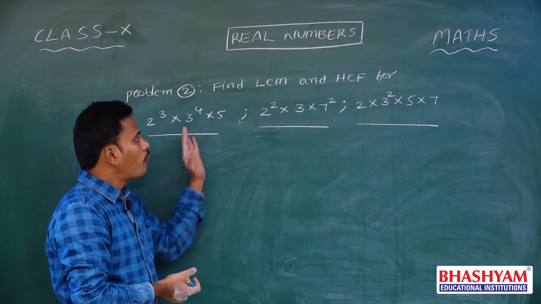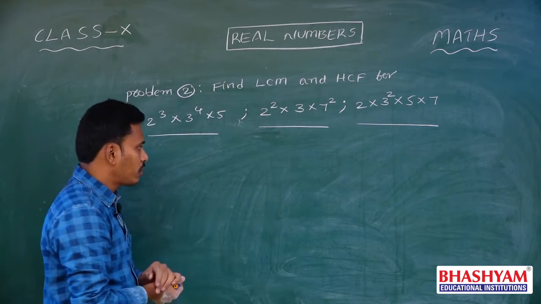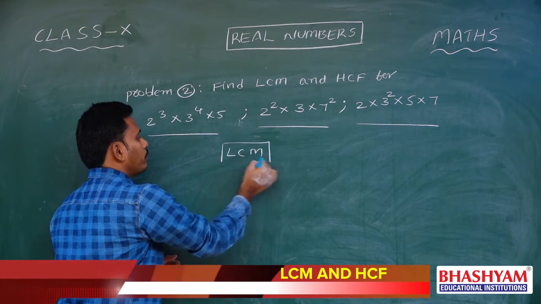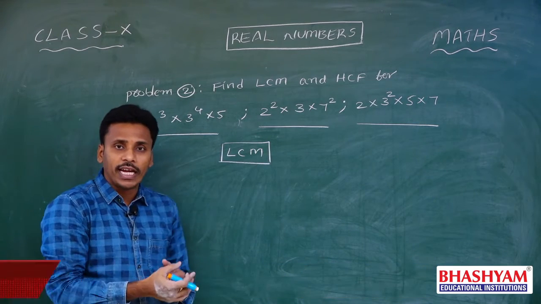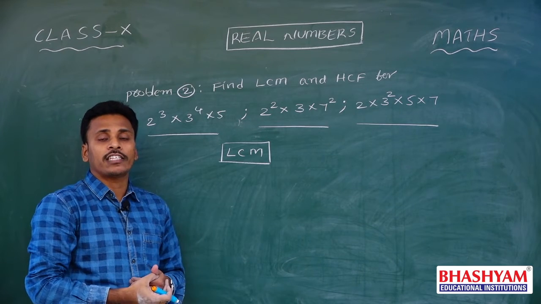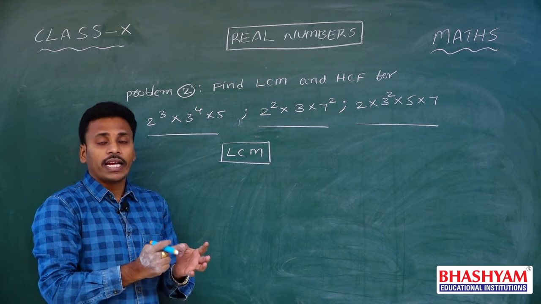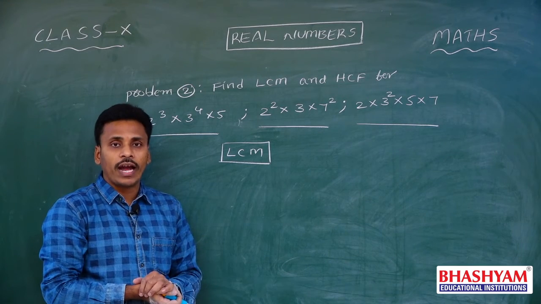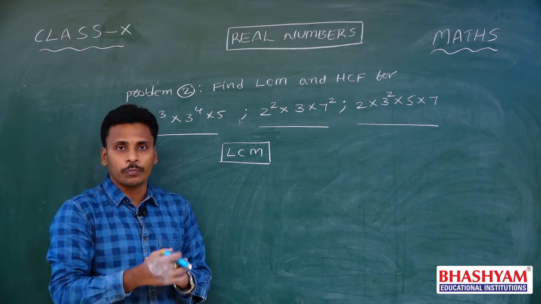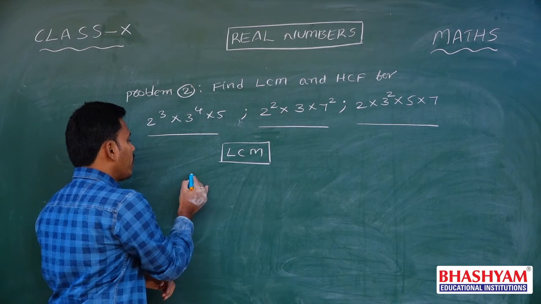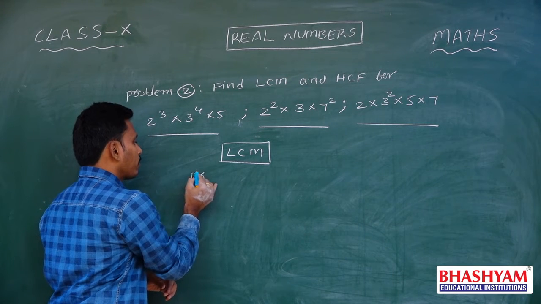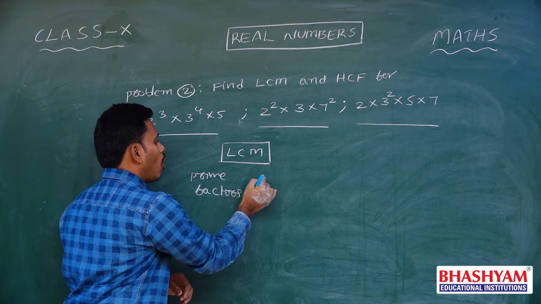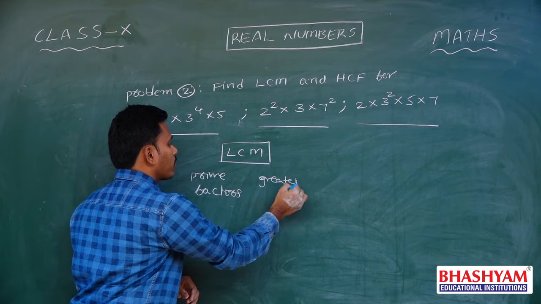Now, we need to find the LCM and HCF for these three numbers. The first thing is to find the LCM. How to find the LCM? The basic definition in finding the LCM by prime factorization method is the product of the greatest powers of the prime factors. All the involved prime factors you need to note, and their corresponding greatest powers. So list them: all the involved prime factors along with the greatest powers.